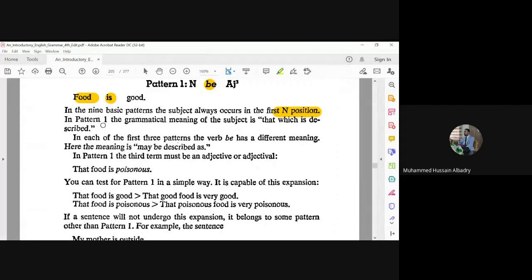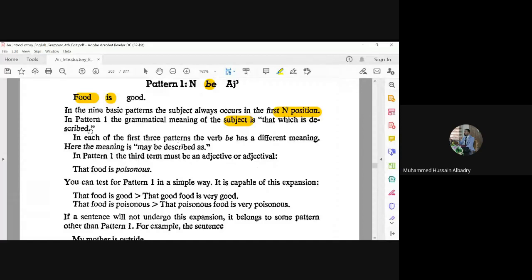Now we will see the grammatical meaning. In pattern 1, the grammatical meaning of the subject, the grammatical meaning of the verb, the grammatical meaning of the adjective. The grammatical meaning here is: that which is described.